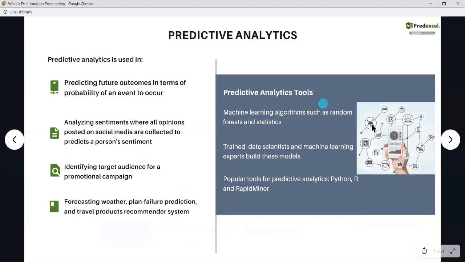Okay, now let's go to predictive analytics. Predictive analytics is used in predicting future outcomes in terms of the probability of an event occurring. Here, we have enough data and we are predicting what will happen in the future with the results we have currently. Currently, there's COVID-19. They say we are in the new normal, and people have predicted that because of this, some companies are really going to suffer. They are going to go down.